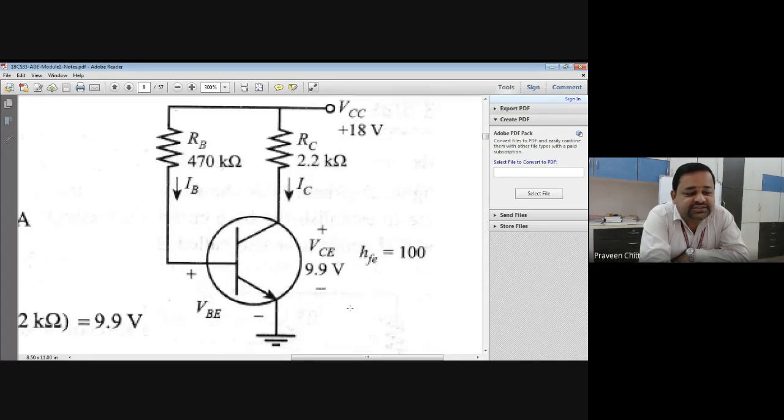Again, I am telling, this is a very important example. You may get it in your SCE also. Normally if they ask, it will be for minimum 8 marks, but hardly you will get the answer in 2 to 3 steps, provided you have understood what I explained in the last 10-15 minutes. How to compute IB now? You have to apply KVL to the input side.